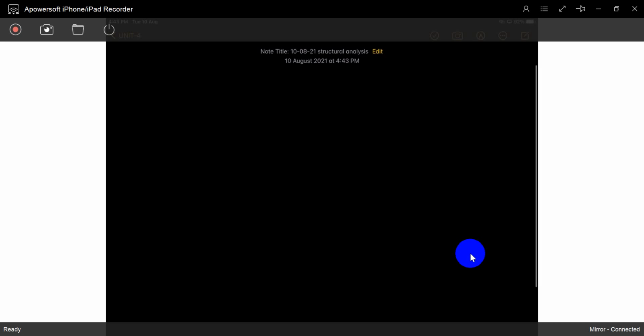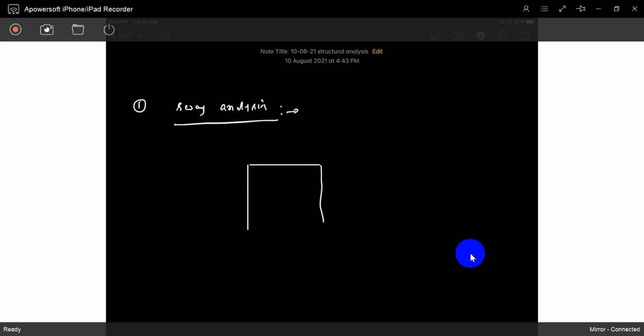Today we'll see sway analysis. When will sway happen? Just observe it. If the loading is symmetrical, there is no sway. What is sway? Sway is when the structure is moving right or left, or up and down also.